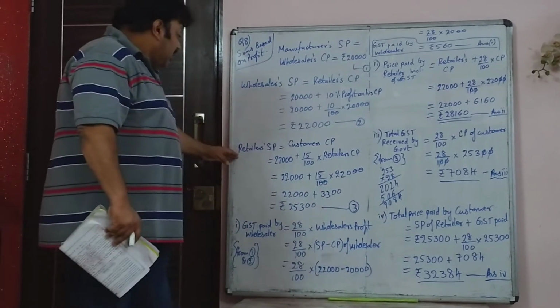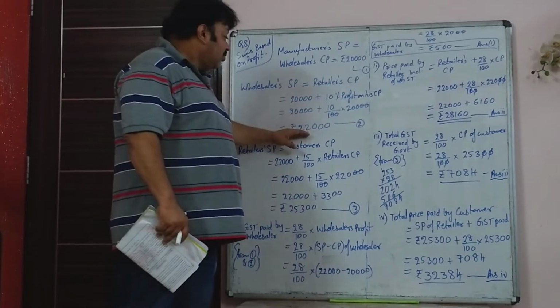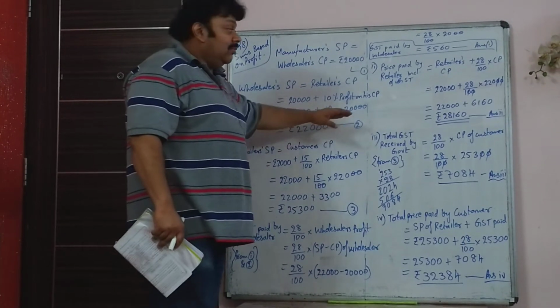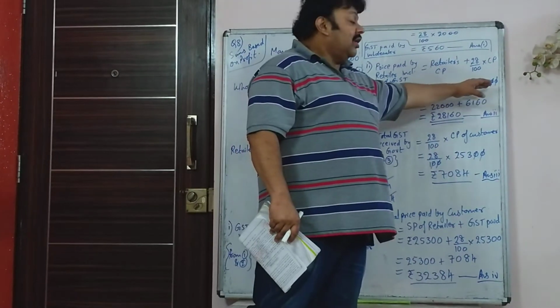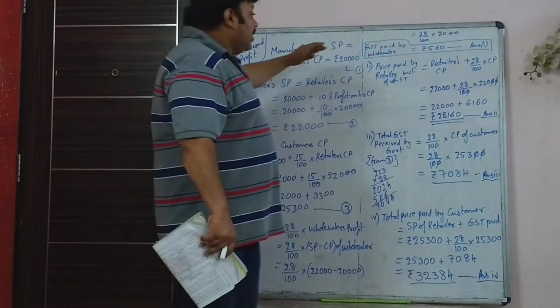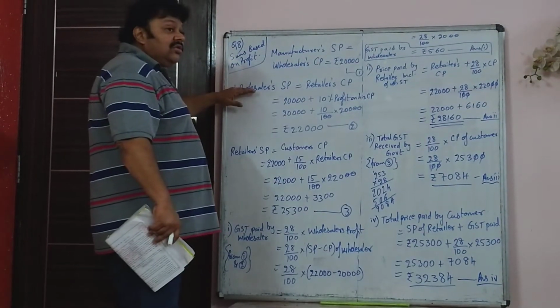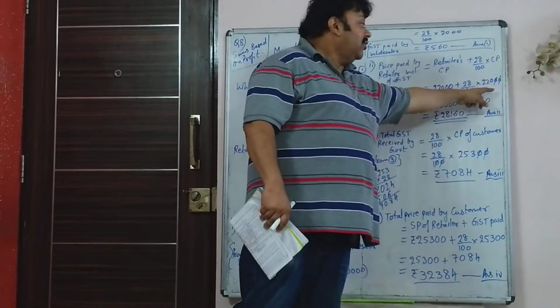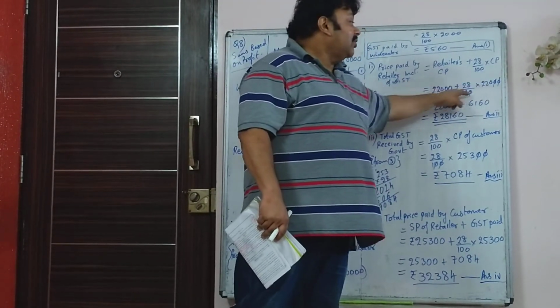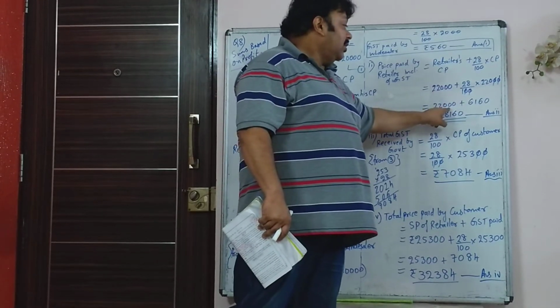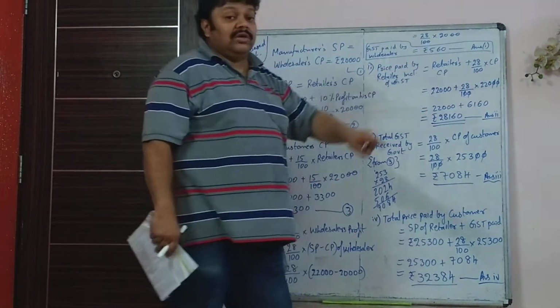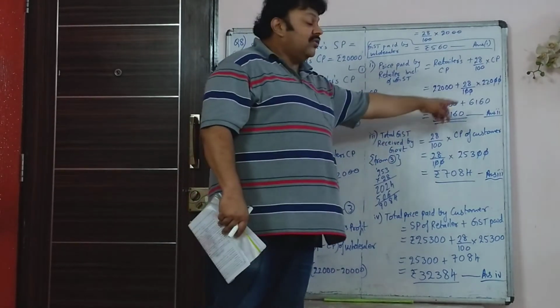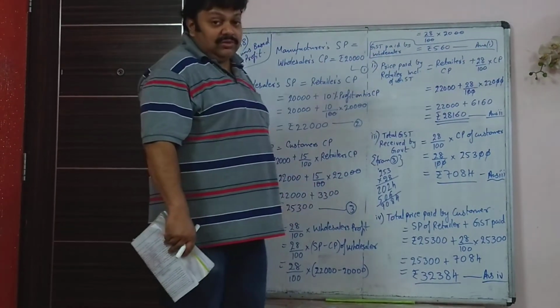So the retailer's cost price is 22,000, plus on the 22,000 the bill which is raised by the previous person, that is the wholesaler, will indicate 22,000 plus GST of 28% on that 22,000. So 22,000 plus 6160. That is, he is going to charge 28,160.